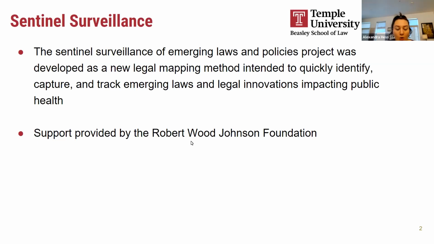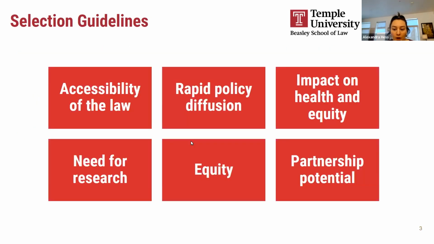When thinking about how to identify what makes for a good Sentinel surveillance project, there are a number of different selection guideline criteria. These were developed with a council of key stakeholders from various organizations, universities, and government agencies. This council helped us to refine selection guidelines that we can then use to determine whether a law or a policy is a priority candidate for Sentinel surveillance tracking. And so these are the 6 selection guidelines.